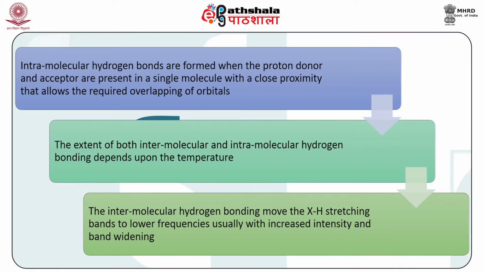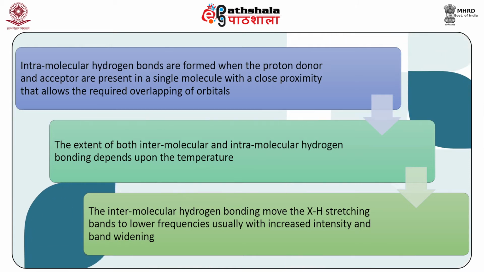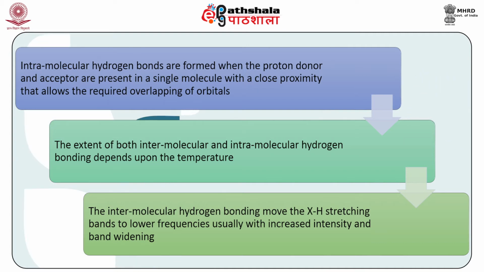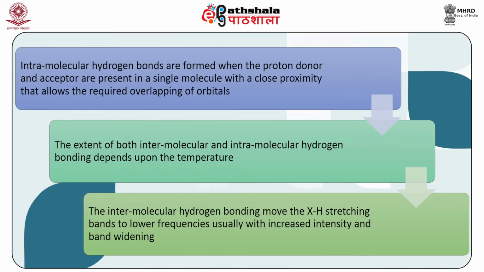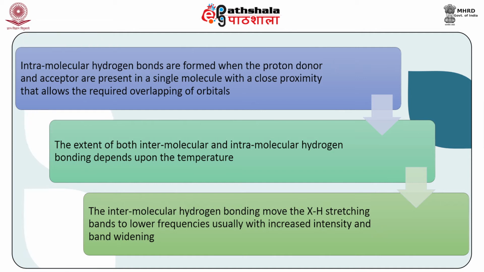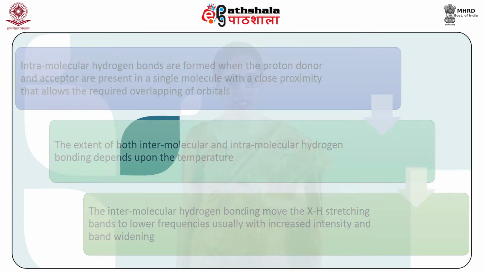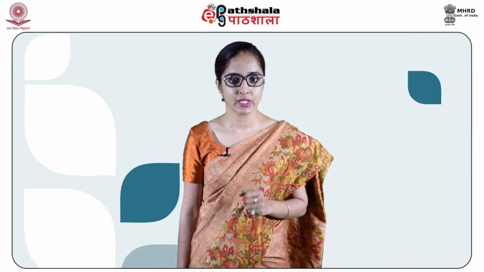The extent of both intermolecular and intramolecular hydrogen bonding depends upon the temperature. The intermolecular hydrogen bonding moves the XH stretching bands to lower frequencies, usually with increased intensity and band widening. Thus, hydrogen bonding changes the position and the shape of an absorption band, which is observed in these IR spectra.